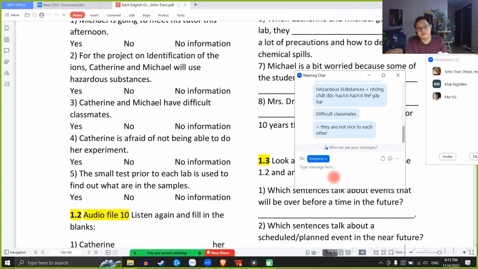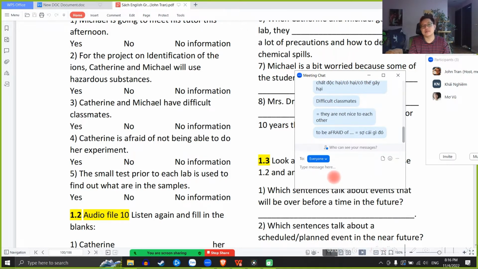Number 4. Catherine is afraid of. To be afraid of something. Sợ cái gì đó. Catherine is afraid of not being able to do her experiment. Thì sau giới từ mấy bạn nhớ không? Nếu động từ thì là về verb ing nè. So after a preposition like of, if you have a verb, it should be in verb ing form.